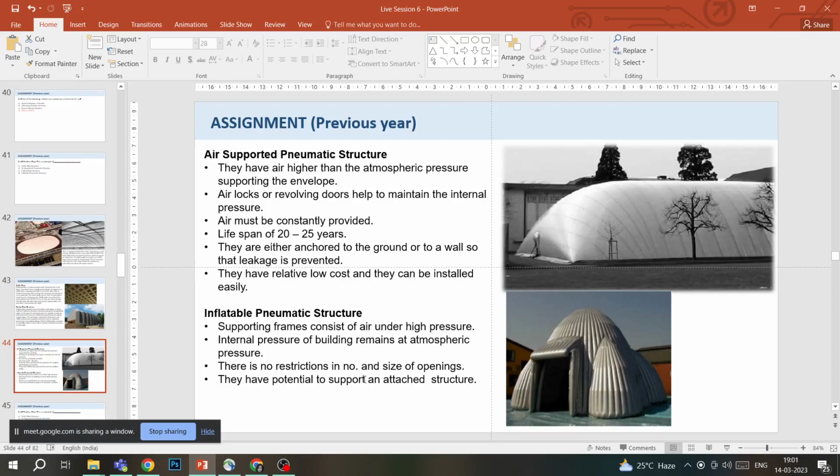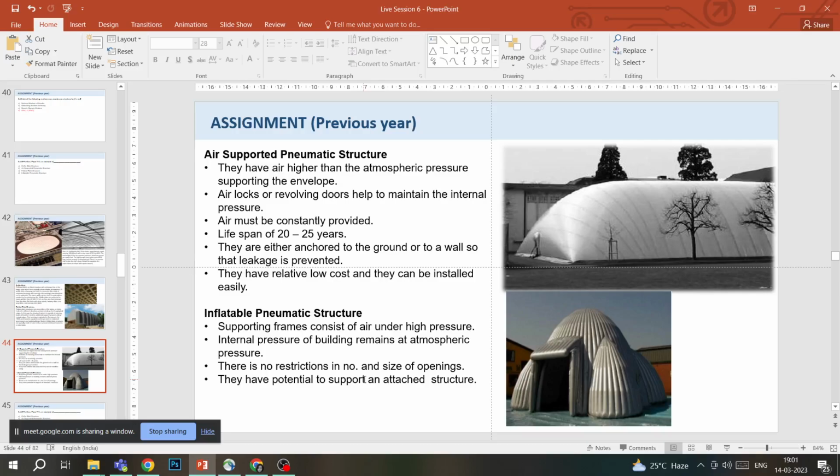Then air supported pneumatic structure. In an air supported pneumatic structure, they have air higher than the atmospheric pressure supporting the envelope. So the air inside this kind of structure is higher than the atmospheric pressure, supporting the envelope or the membrane, or the fabric, you can say. Airlocks or revolving doors help to maintain the internal pressure. So the pressure maintained inside this kind of structure is with the help of airlocks or revolving doors, and air must be constantly provided. In this kind of structure, another source is used to provide air constantly to maintain the pressure.